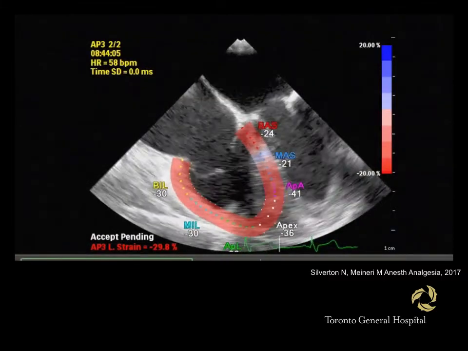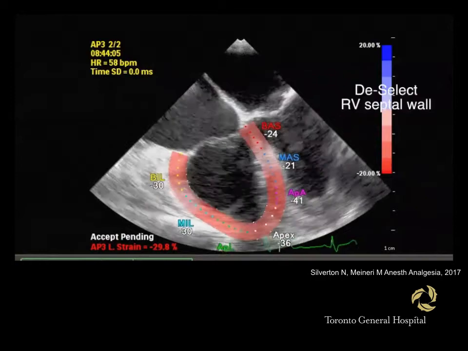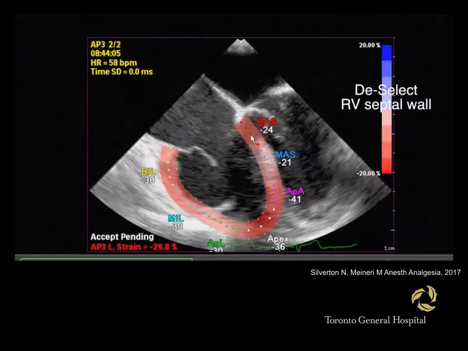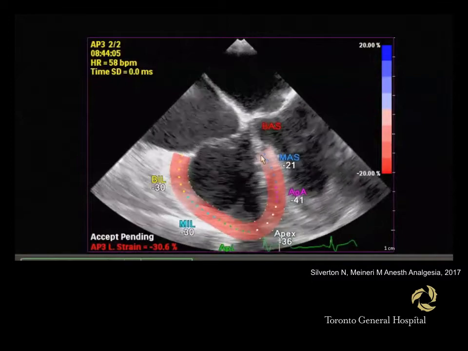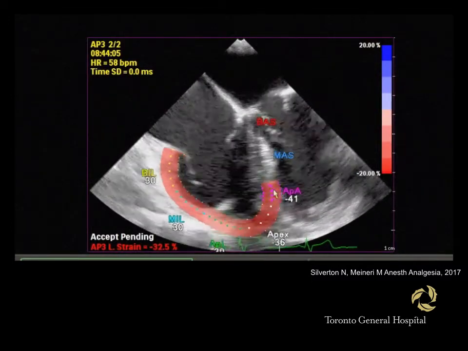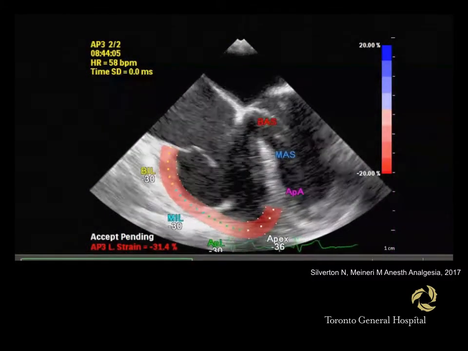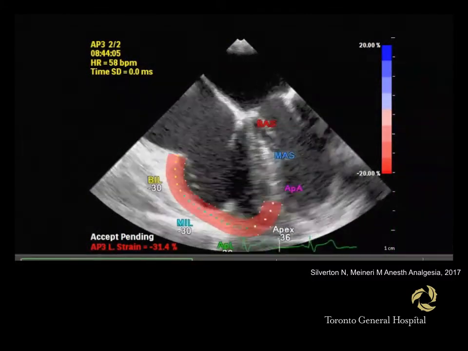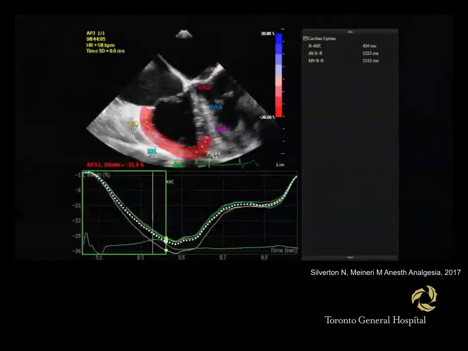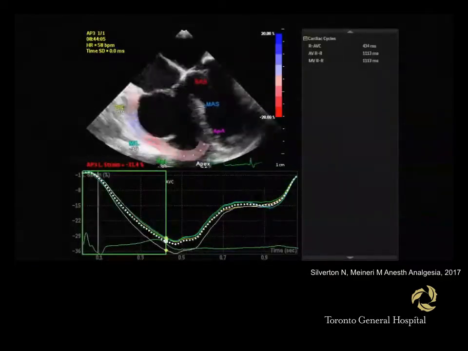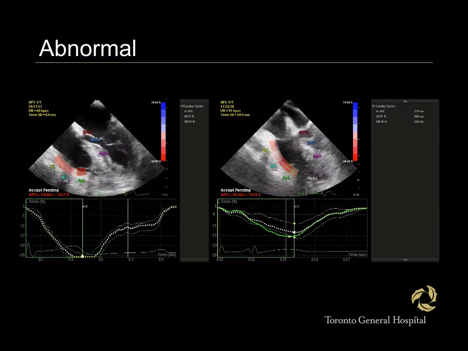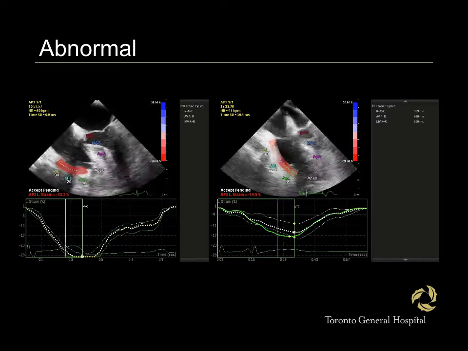Now, because what we're really interested in is the free wall strain, we're not interested in the septum, because the septum belongs to the left ventricle. So all we want to know is the free wall. So we exclude the segments on the septum, and now what we have here as strain is an average strain of only these segments, which in this case is minus 31, which is normal or abnormal? Normal. It's pretty normal. So more than 30 is normal.